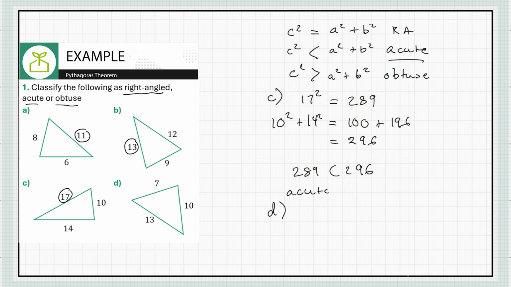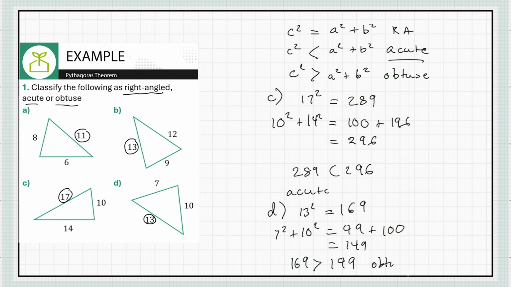And finally, if we look at D, our longest side is going to be 13. So again, 13 squared is equal to 169. And then we're going to be looking at 7 squared plus 10 squared. So that's 49 plus 100. And 49 and 100 is just 149, and because 169 is greater than 149, what we end up with here is an obtuse angled triangle.